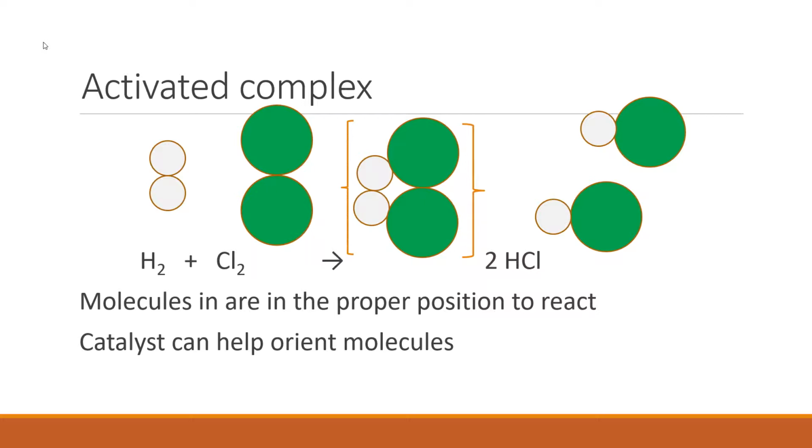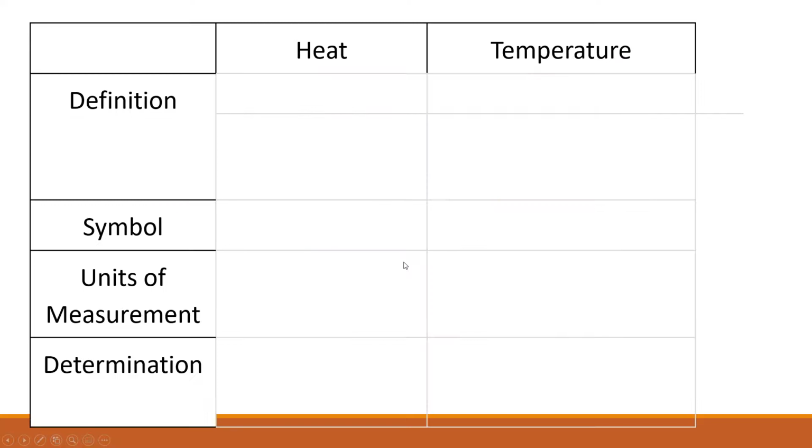So how does the activated complex get lowered with a catalyst? What a catalyst will do is just line things up better. So here, if hydrogen is trying to react with chlorine to make hydrogen chloride, what a catalyst might do is just line them up so that they hit in the right orientation to become the products. If that makes sense, we'll get into that a little later.